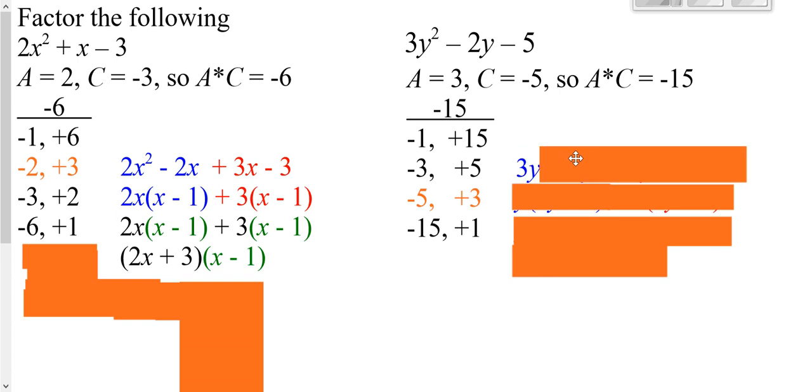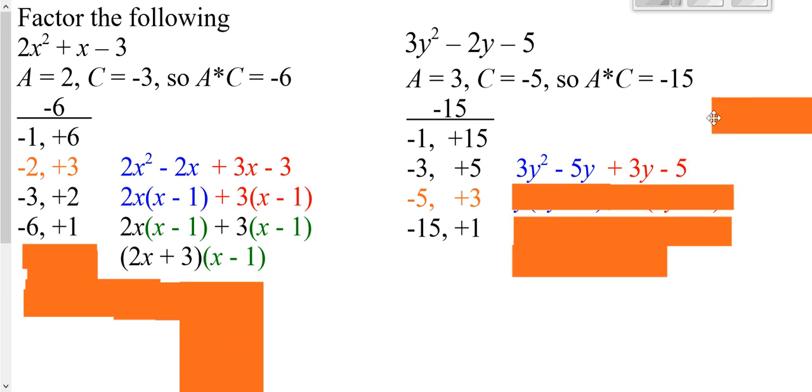So I'm going to go my 3y squared. Instead of writing negative 2y, I'm going to replace negative 2y with a negative 5y plus 3y. And you should know that negative 5y plus 3y is really that negative 2y. And then bring down my minus 5, and we do our factoring by grouping.